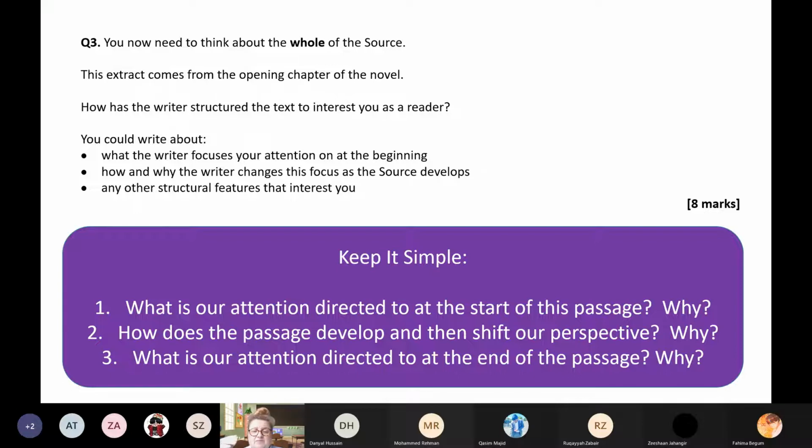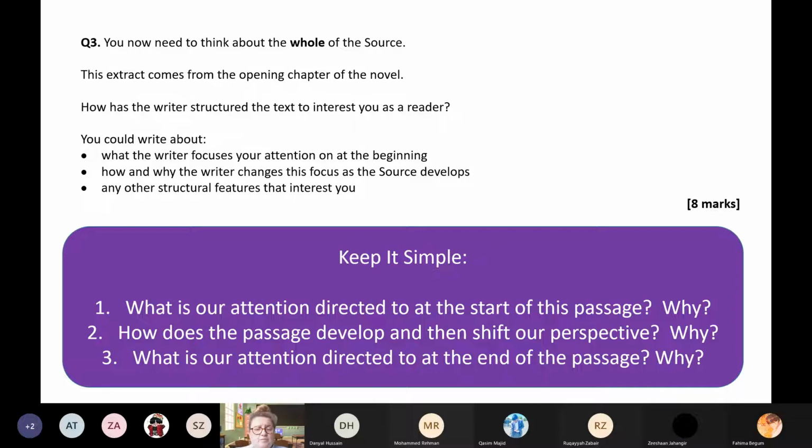Instead, you need to explain why you find it interesting, why you find it intriguing, why it creates a sense of mystery, why it makes you feel anxious or excited or engaged or afraid. So what you're really explaining is how the writer has structured this text to make you think and feel certain emotions.